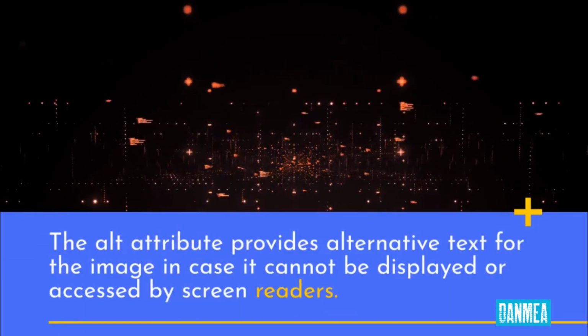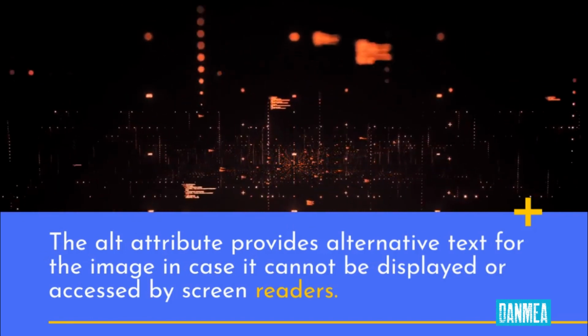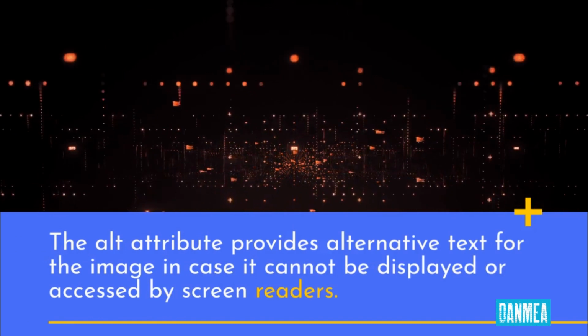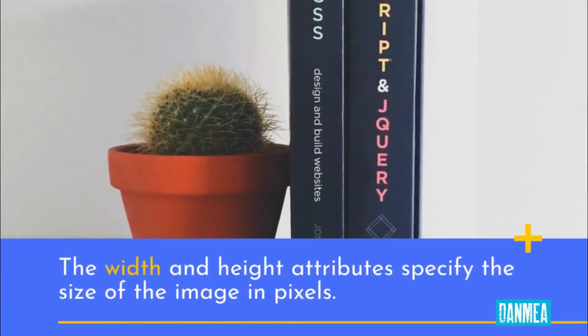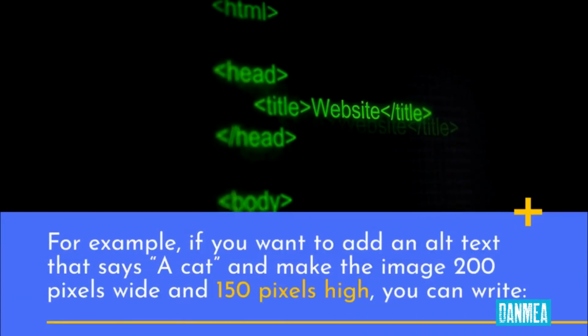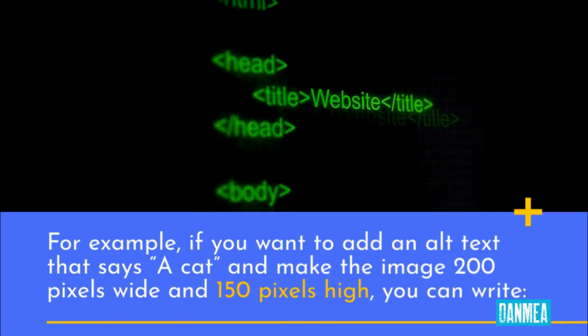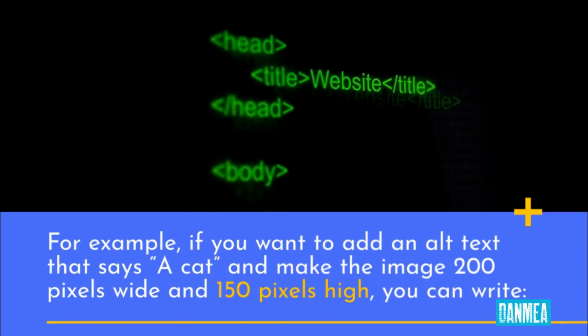The alt attribute provides alternative text for the image in case it cannot be displayed or accessed by screen readers. The width and height attributes specify the size of the image in pixels. For example, if you want to add an alt text that says "a cat" and make the image 200 pixels wide and 150 pixels high, you can write it like this.